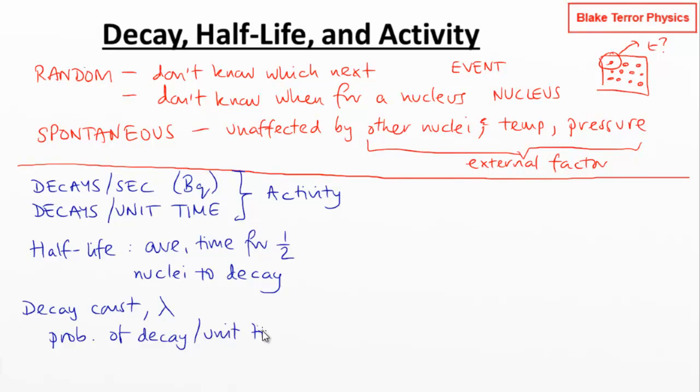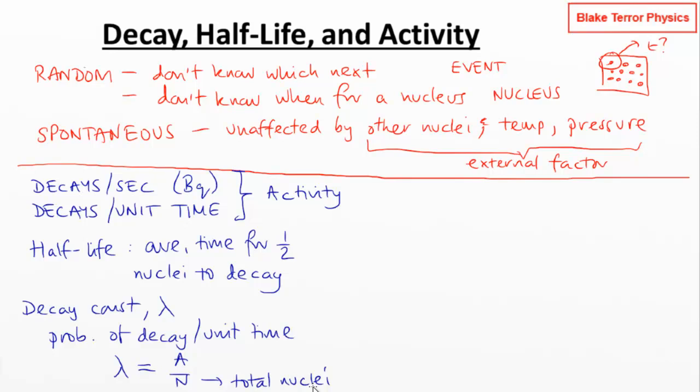So this is similar to our activity. In activity, we had the number of decays per unit time. Here, the decay constant is the probability of a decay per unit time. So we can see a relation immediately: the decay constant is going to be the activity, the number of decays every second, divided by the total number of nuclei. This gives us the fraction of nuclei that have decayed per unit time, because this is the total nuclei. So that's why it's turning into a probability.